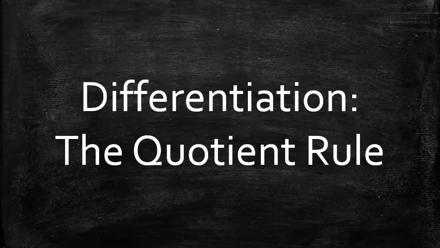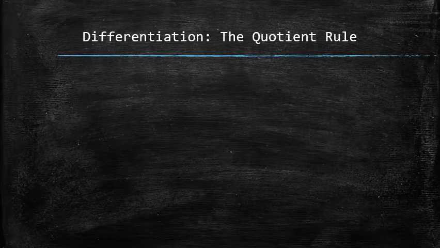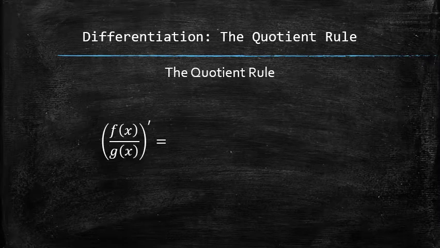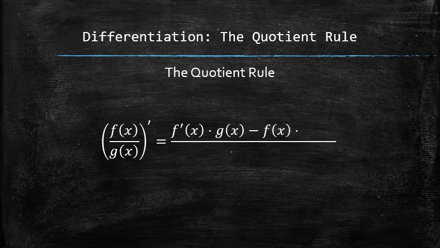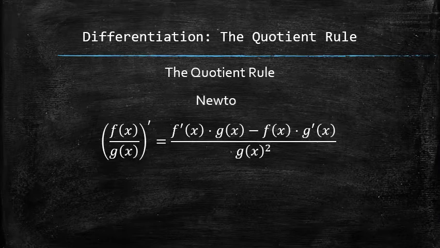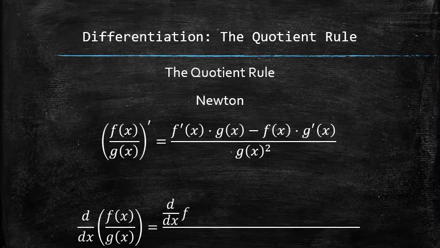Next, we will discuss the quotient rule for differentiation. The quotient rule states that the derivative of a ratio of two functions is not the ratio of the derivatives, but the following combination of functions and their derivatives. This is the rule stated in Newton notation, and this is the same rule stated in Leibniz notation.